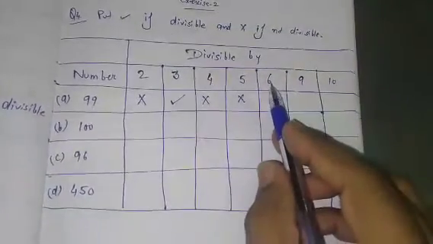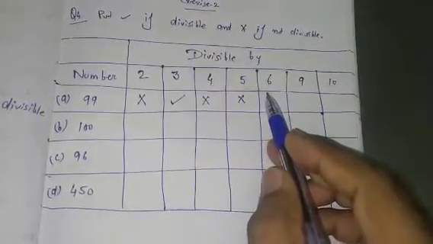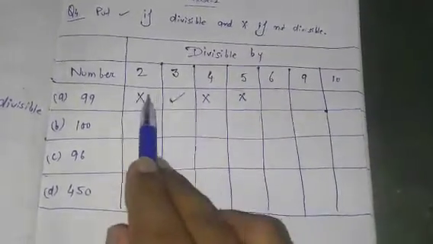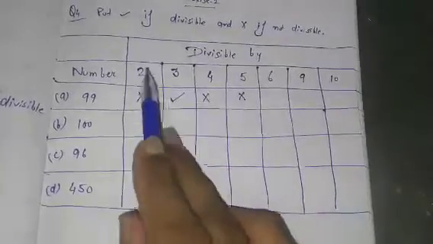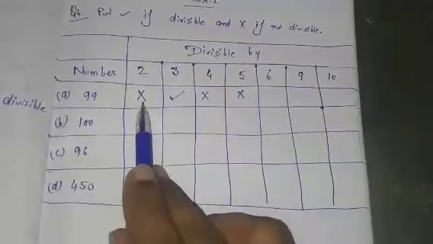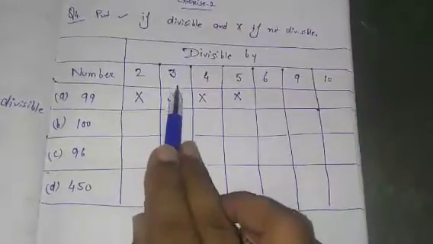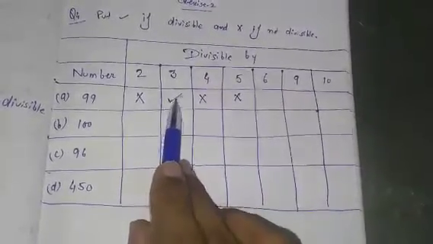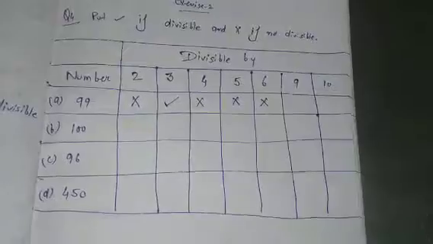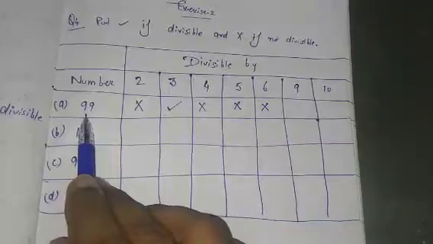Then after that students, here it has been given 6, and the rule of 6 I have told to you: if any number is divisible by 2 and 3 both, means if a number is divisible by 2 and 3 both, then that number will be divisible by 6, otherwise no. Here you have seen 99 will not be divisible by 2. Okay, 99 will be divisible by only 3, so it means it will not be divisible by 6, so you will put here cross.